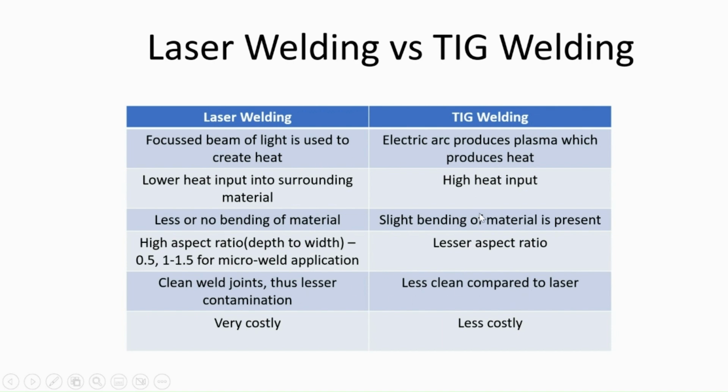So when you look at all this, you can see that laser welding is much better compared to TIG welding. If laser welding is so good compared to TIG welding, then why shouldn't it replace TIG welding? The main difference is that laser welding has a very high cost compared to TIG welding. Laser welding is at least 10 times more costly, or even more than that, compared to TIG welding.